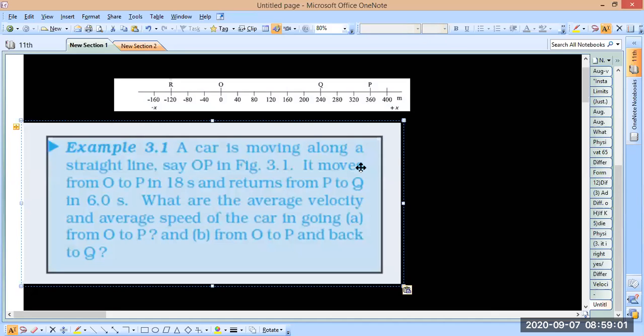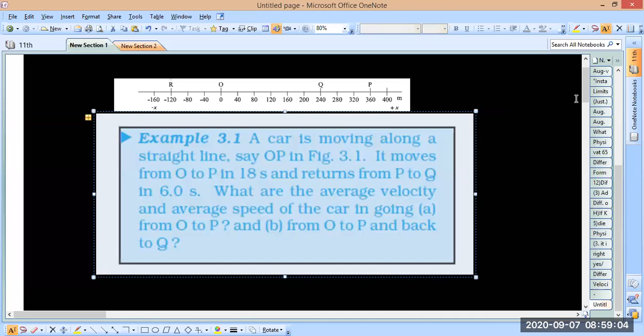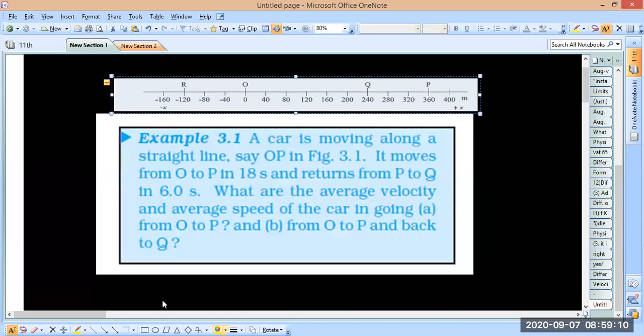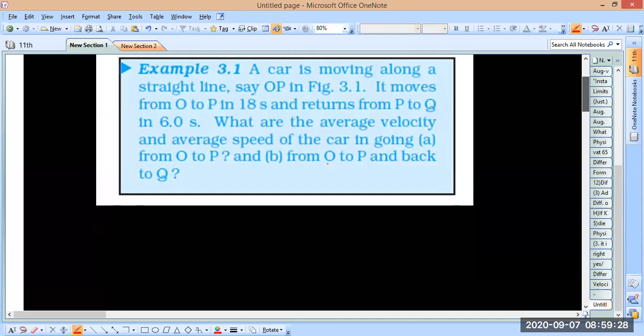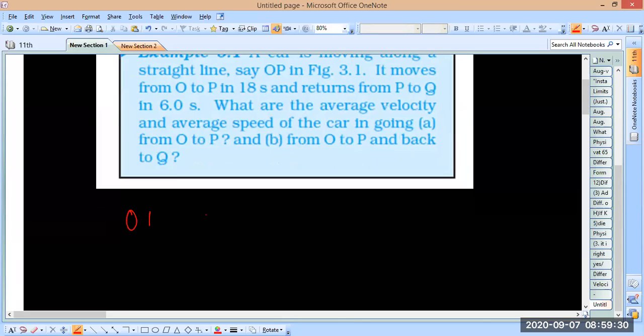So here is the question. Now we are doing B part of this one, so we'll ignore A part. Once again, the vehicle or the car moves from this time O to P and to Q. So let's do it that way. From here to P and then to Q. First of all, O to P to Q. All right, let's start.